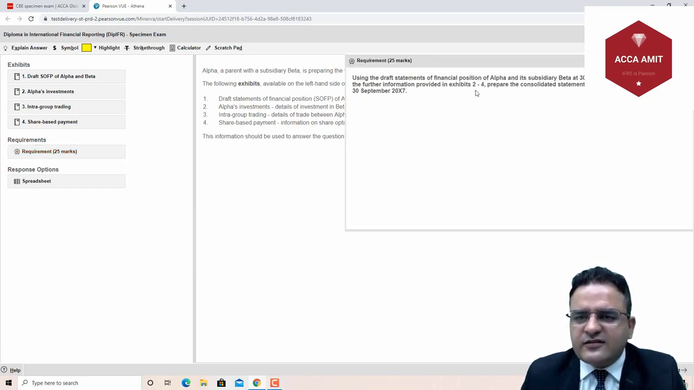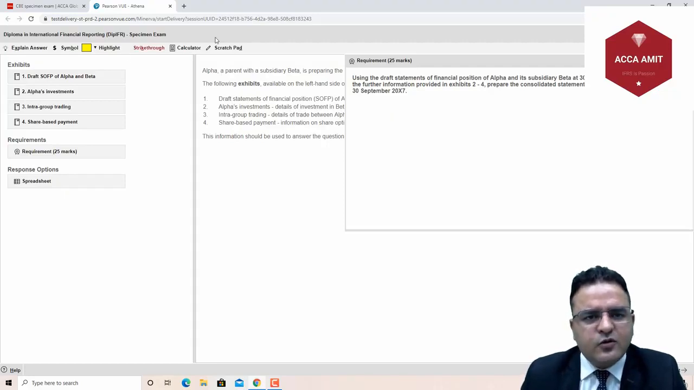Using the draft statements of financial position of Alpha and its subsidiary Beta. Now, there is a parent known as Alpha, and there is a subsidiary Beta, at 30th September 2007 in Exhibit 1. Exhibit 1 here is the note, and further information is provided in Exhibits 2 to 4. Prepare the consolidated statement of financial position of Alpha at 30th September 2007.